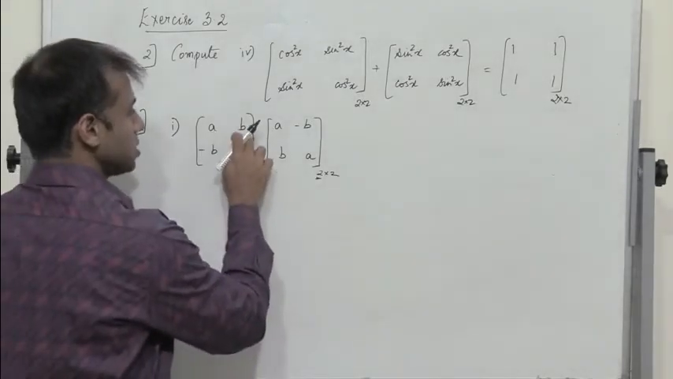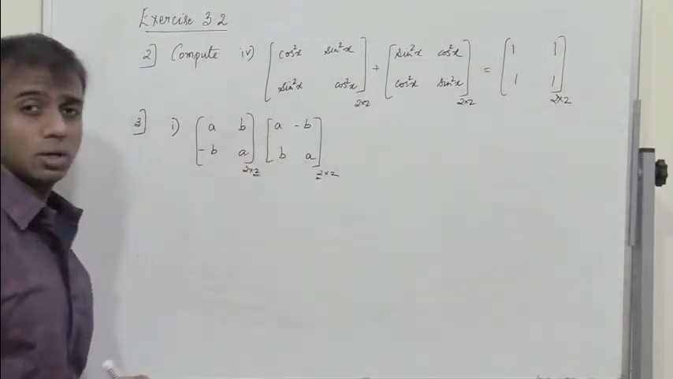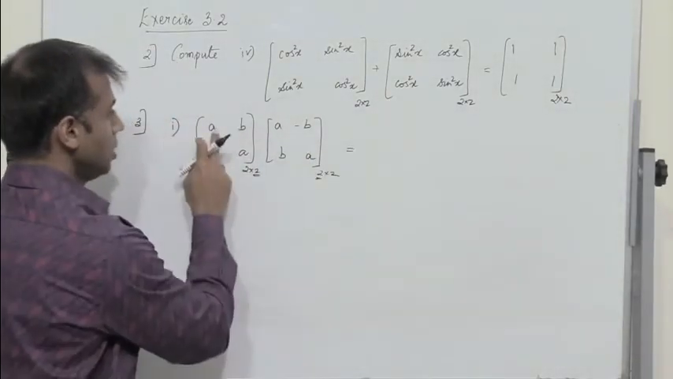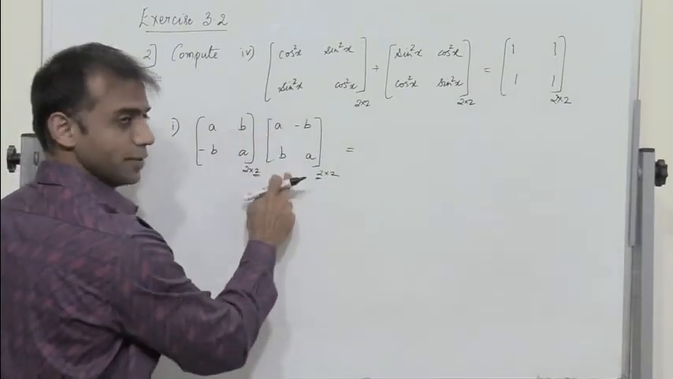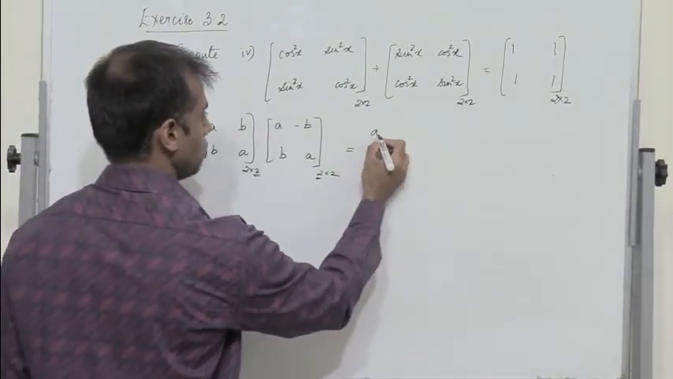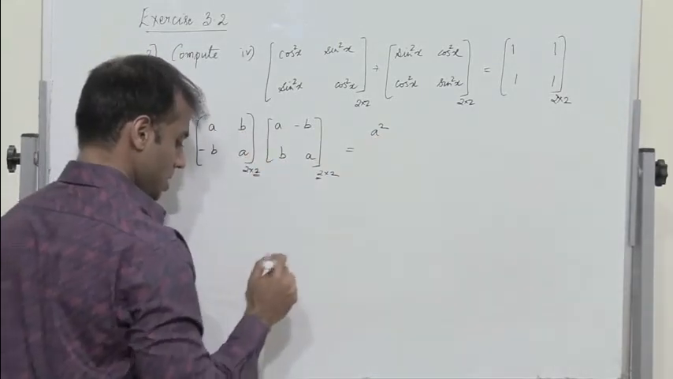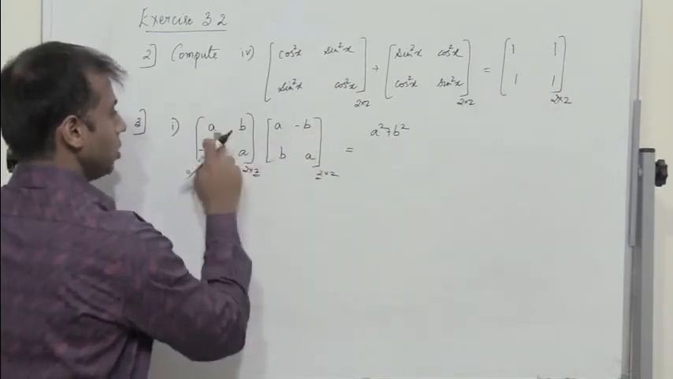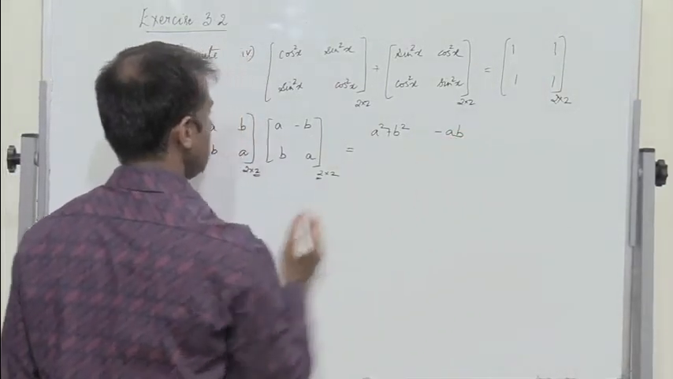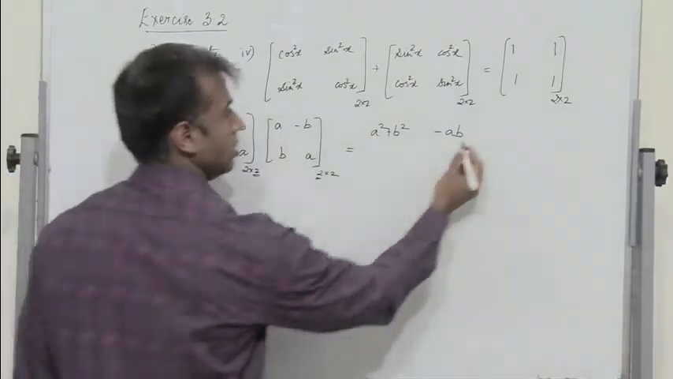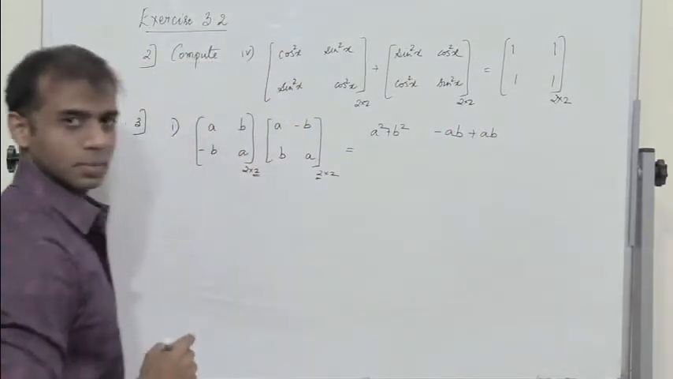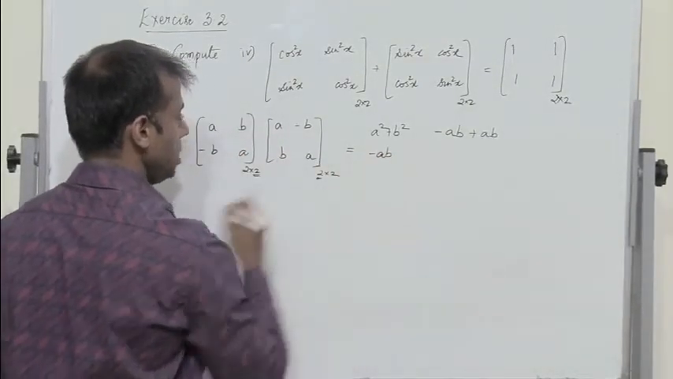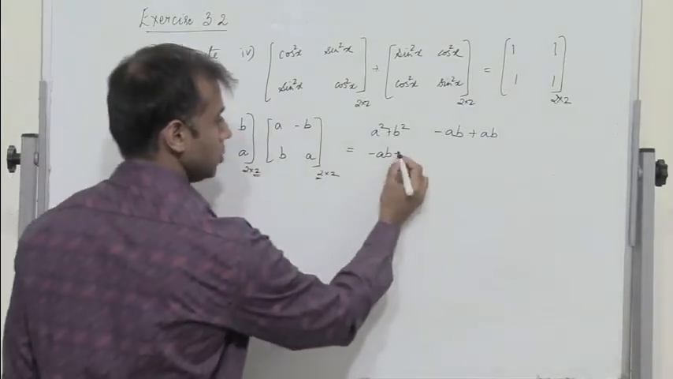So how do we multiply? The first row gets multiplied with the first column, and then with the second column, and so on. So multiplying the first row elements with the first column, I have A into A, which is A square, plus B into B, B square. Next, first row, second column, A into minus B, which is minus AB, and then B into A, so plus AB. Next, the second row into first column, minus B into A, which is nothing but minus AB, and then plus A into B.